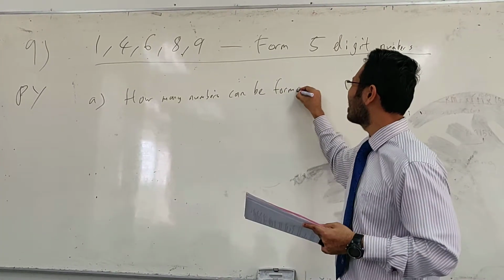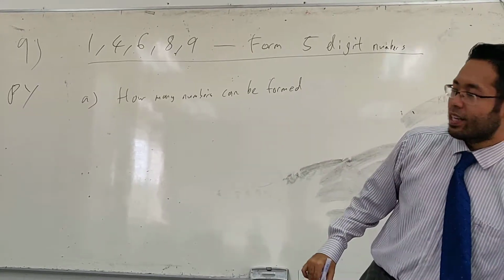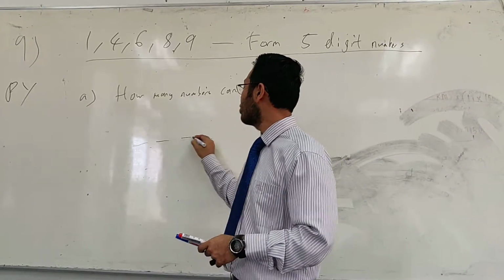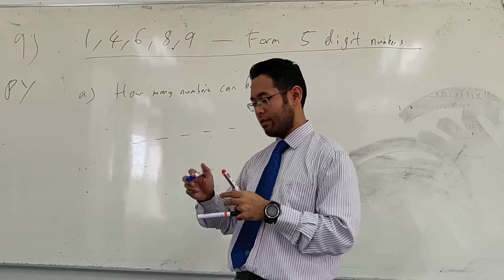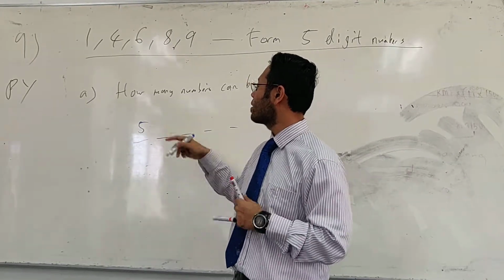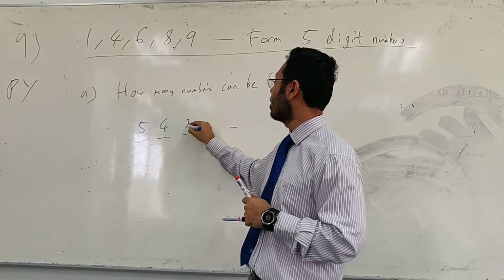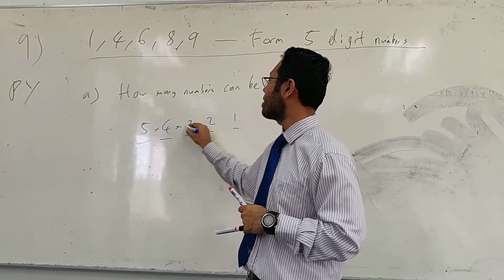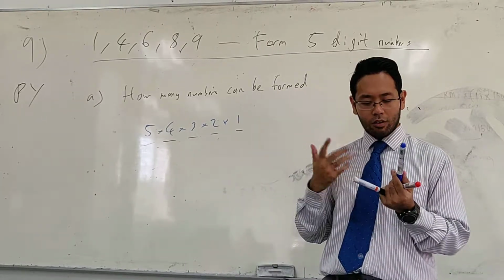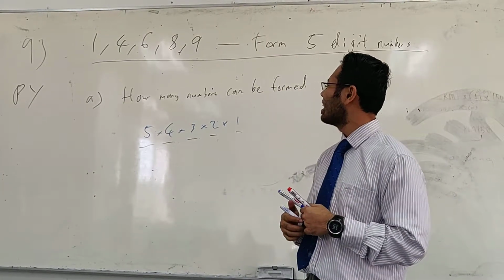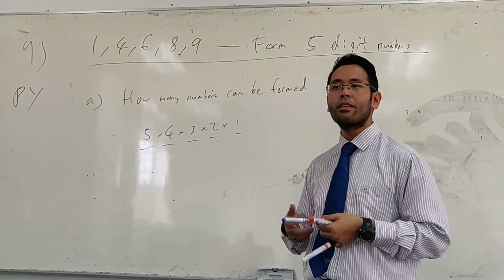Technically, we have 5 places: 1, 2, 3, 4, 5. How many numbers can we put in the first place? 5. How many numbers can I put in the second place? 4, then 3, 2, 1, and we can multiply them. No problem with that, you get the answer straight away. Or you can simply say 5 factorial. I have 5 numbers, I have 5 places.